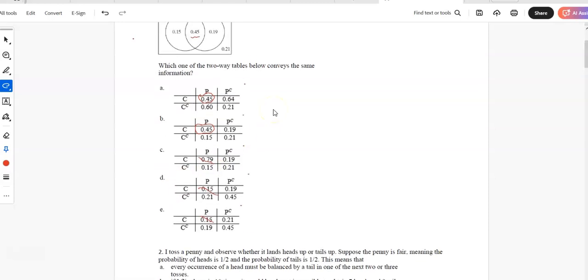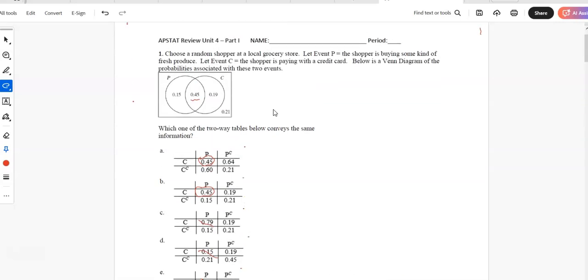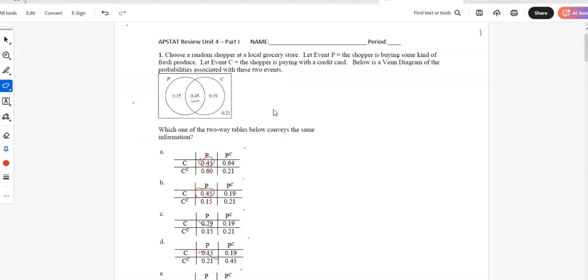Okay, so let's see what else. Let's see what's different. So those are the same. So let's find out when it's P but not C, right? That's what that is. P but not C should be not 60. This one's got to be P because that one looks right.